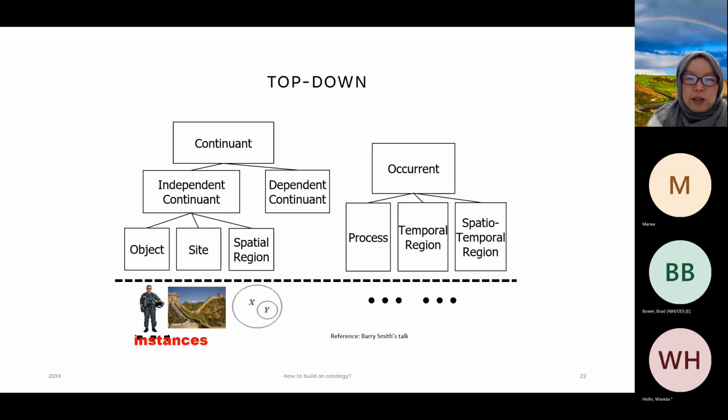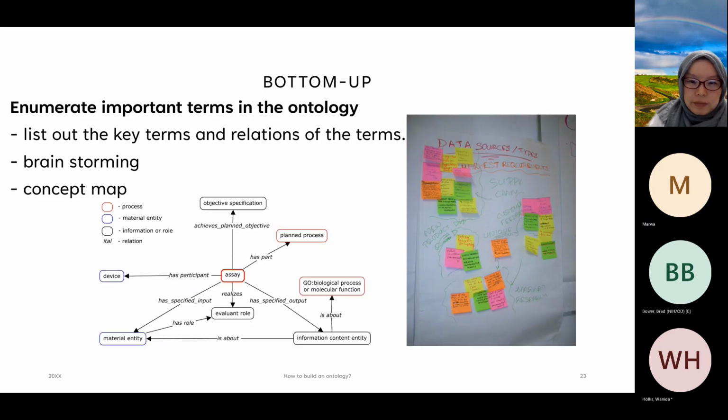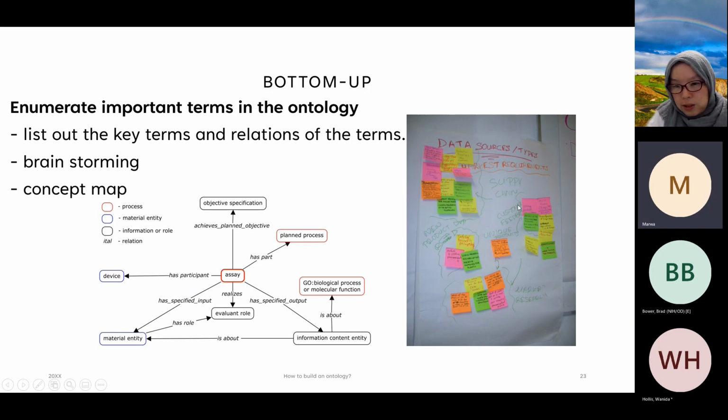And the buffle has been existing for, I think, at least 40 years, and they're still doing some maintenance or evolution. So this is a bottom-up method, to list out the key terms and the relations of those terms. What we usually do looks like this figure on the right.